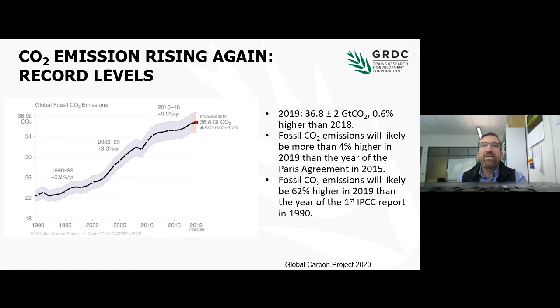And when the very first Intergovernmental Panel on Climate Change report was set out, if we compare the emissions then with the emissions now, we now have about 60% more emissions in our atmosphere than we did back in the early 1990s. So what I wanted to really focus on now was this idea of what it takes to keep us below or at 1.5 degrees warmer in the future.